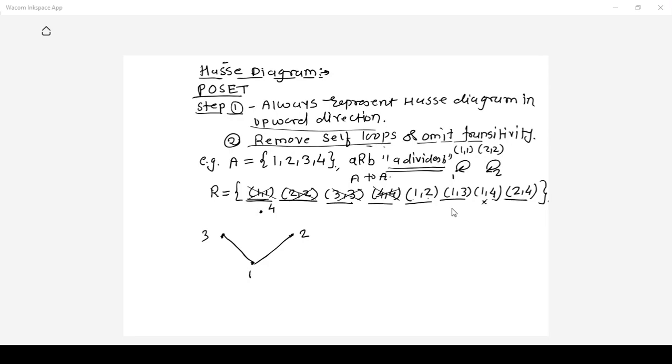2 is related to 4. So 2 is related to 4 as 2 divides 4. So 2 is related to 4. So I drew in upward direction only. So this pair is over, this pair is over, this pair is also over.